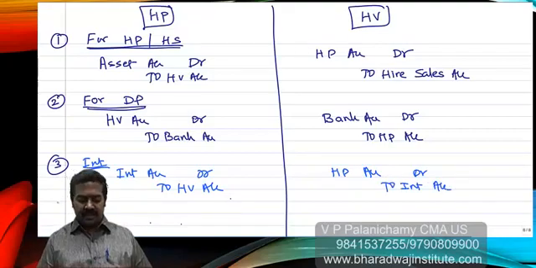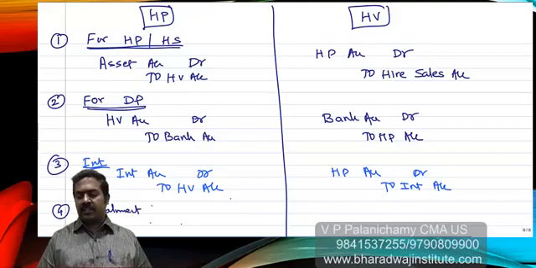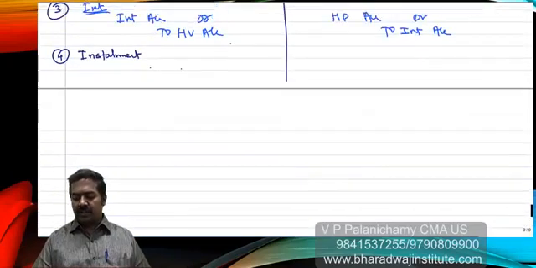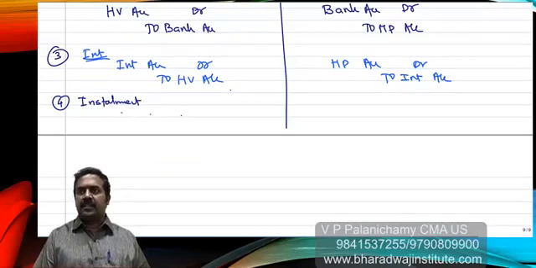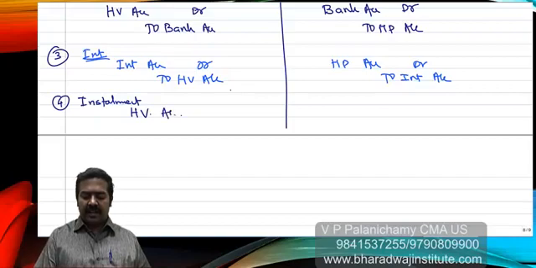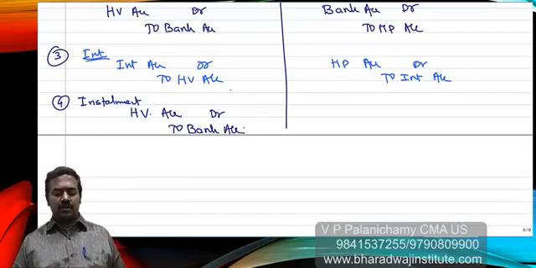Credit the income. Thereafter, the fourth entry will be for installment. Installment will include interest. What is the entry you will pass? We are making the payment. Hire purchaser is making the payment. Debit the receiver: hire vendor account debit to bank. Credit what goes out.